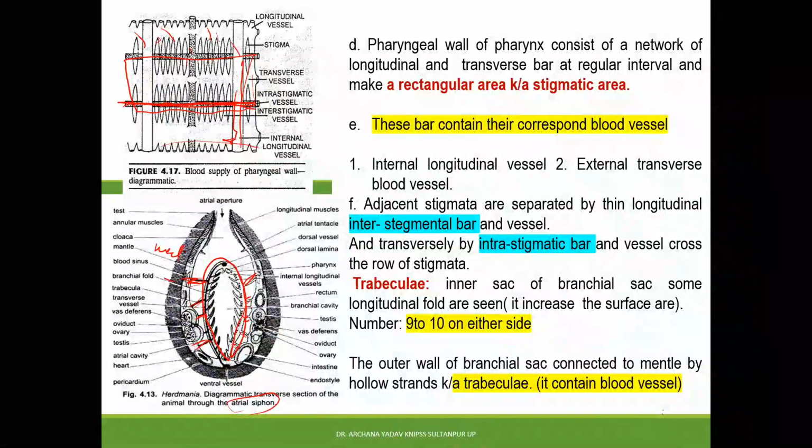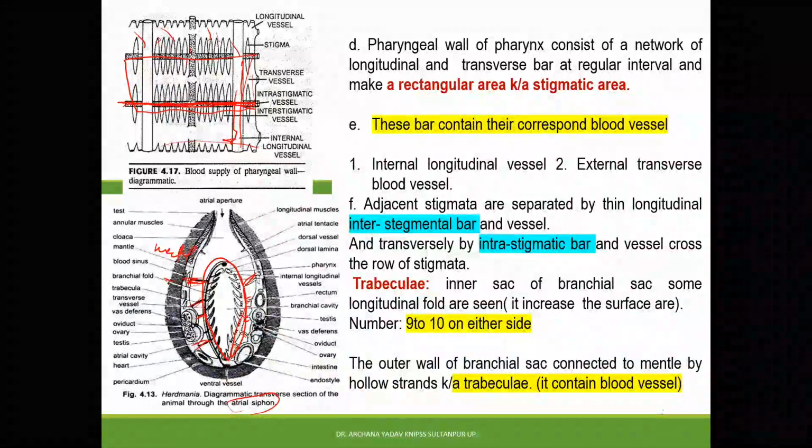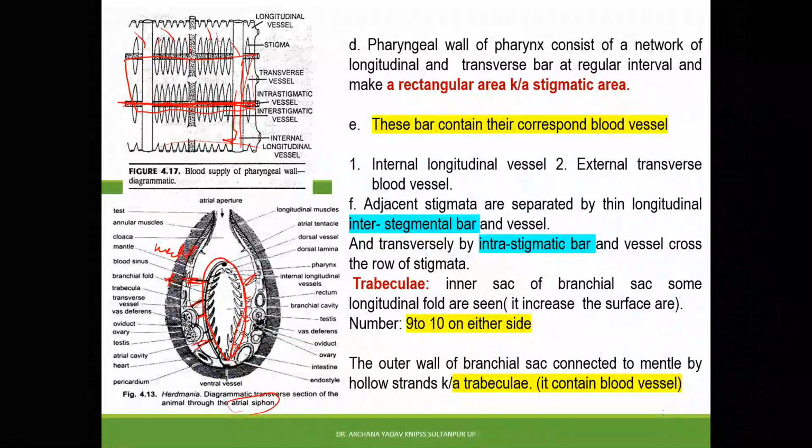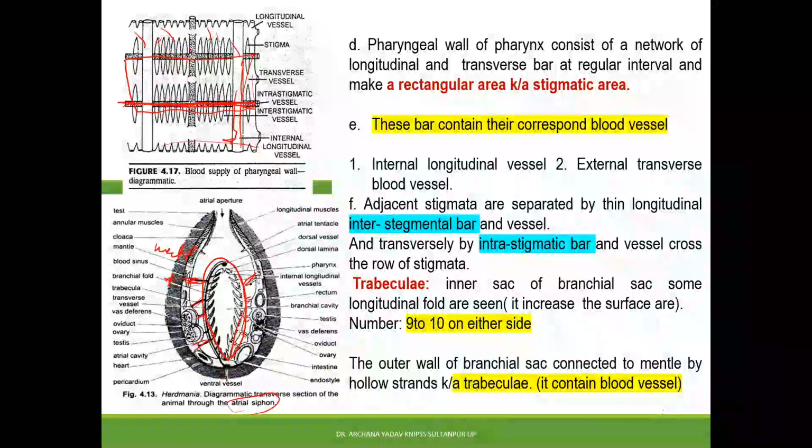Mantle means body wall. This one is the body wall. So it makes the connection between the branchial sac and the mantle, and it contains blood vessels. The trabeculae contain blood vessels, so they help in respiration through the process of gaseous exchange.